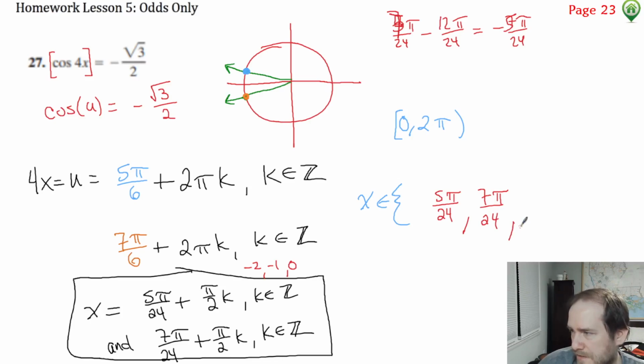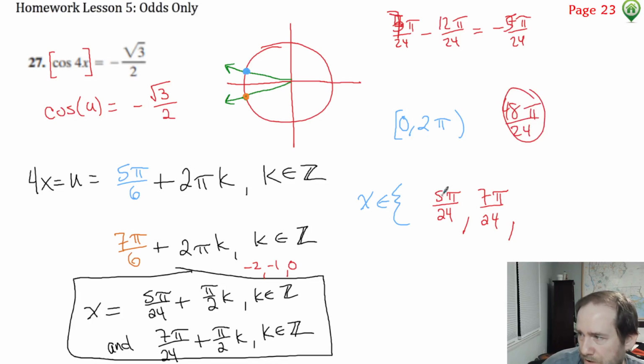And then from here, I just like to keep pushing forward until I start getting answers that are too big. And if we're talking about pi over 24s, then 2 pi is technically 48 pi over 24. So that's a pretty high bar. We're going to get a lot of answers. No, we're not going to get that many. All right, let's keep going.